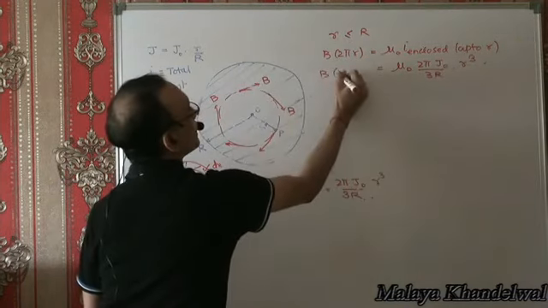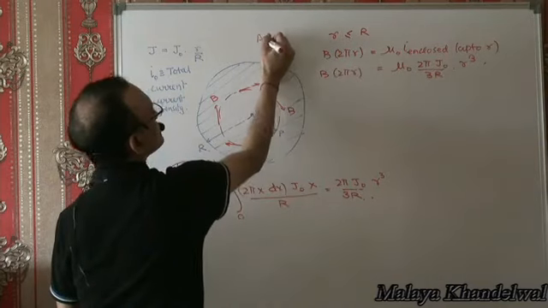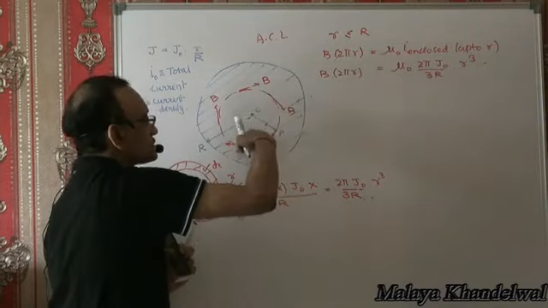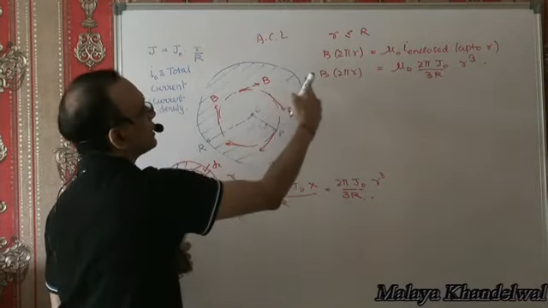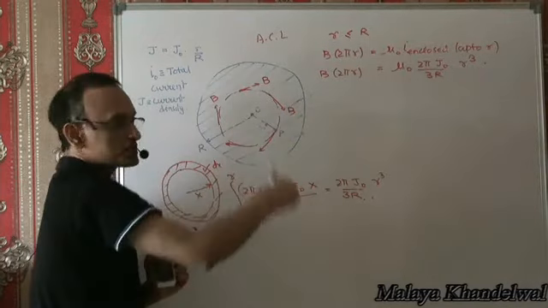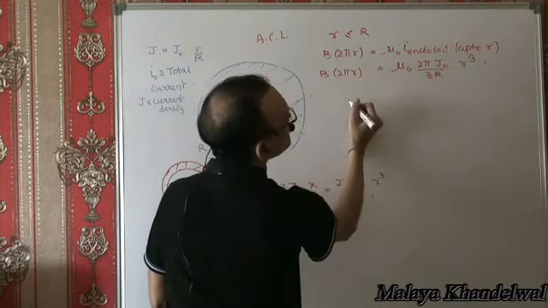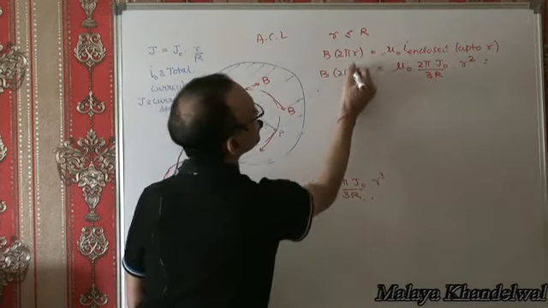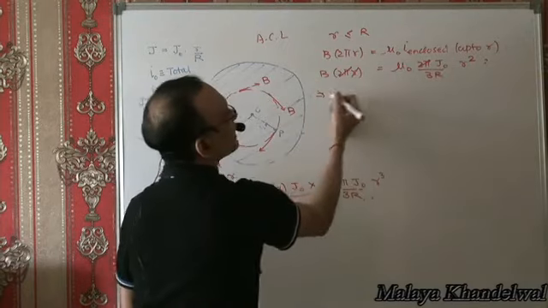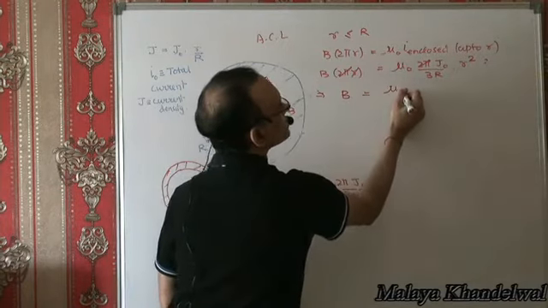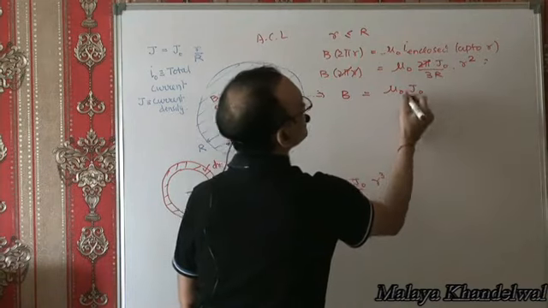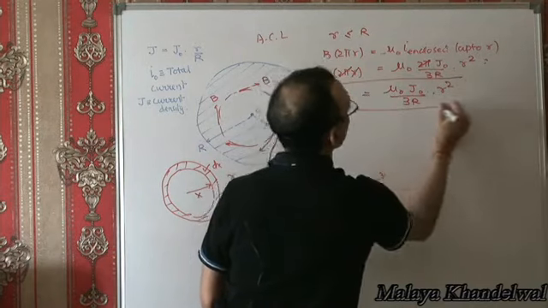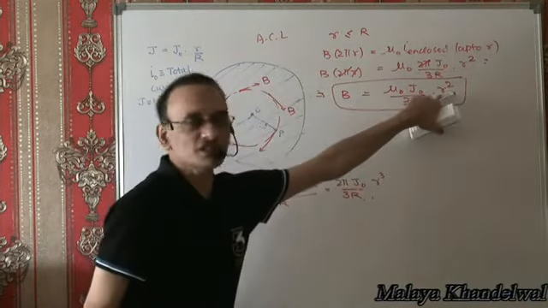That's B into 2 pi r from Ampere's circuital law. ACL is Ampere's circuital law, and this is my Amperian loop. I have applied Ampere's law to this loop. The line integral B into 2 pi r must be mu naught times I enclosed up to this. So then, easy to see, r becomes r squared and 2 pi cancels with 2 pi, and we have B equal to mu naught J naught divided by 3R into small r squared, right?